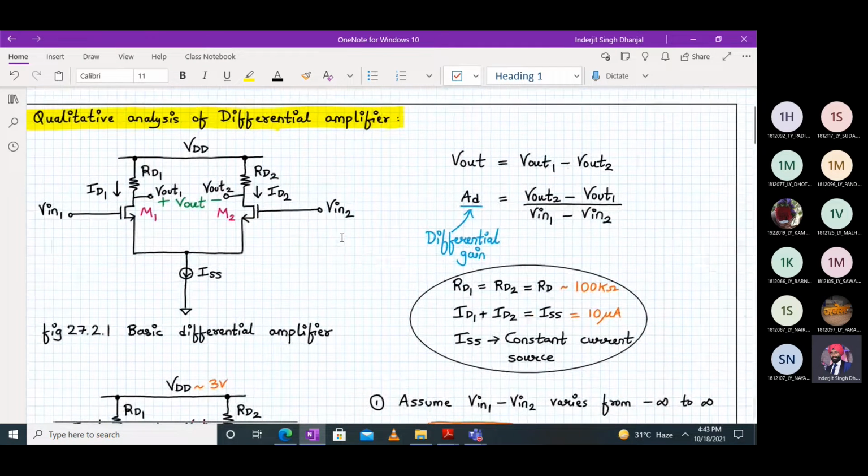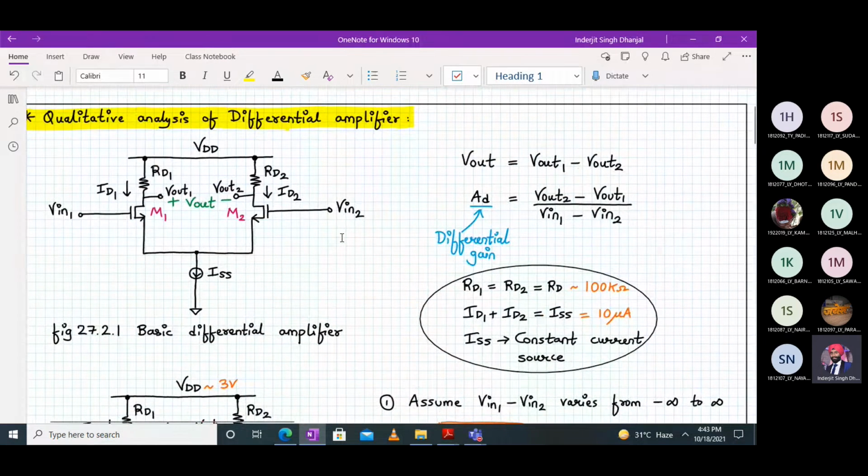Last time we have already discussed this basic differential amplifier. It consists of M1 and M2, two transistors connected in amplifier configuration, which is your common source amplifier. Here we tie the source terminals together and connect them to a constant current source named ISS. Now we can apply Vin1 and Vin2 either in the form of a differential mode signal or a common mode signal.